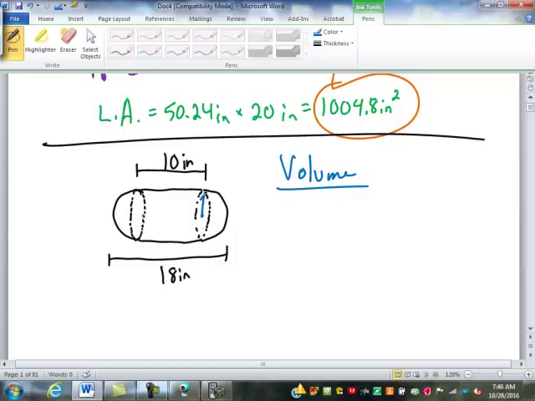What is the radius of the circle of that cylinder? 4 inches. And we found that, of course, because 18 minus 10 is 8, so it has to be 4 inches on each end.